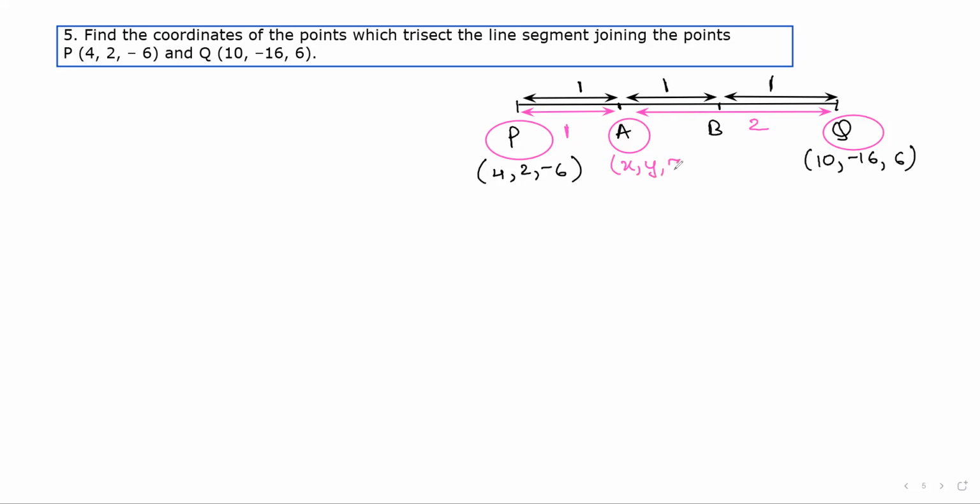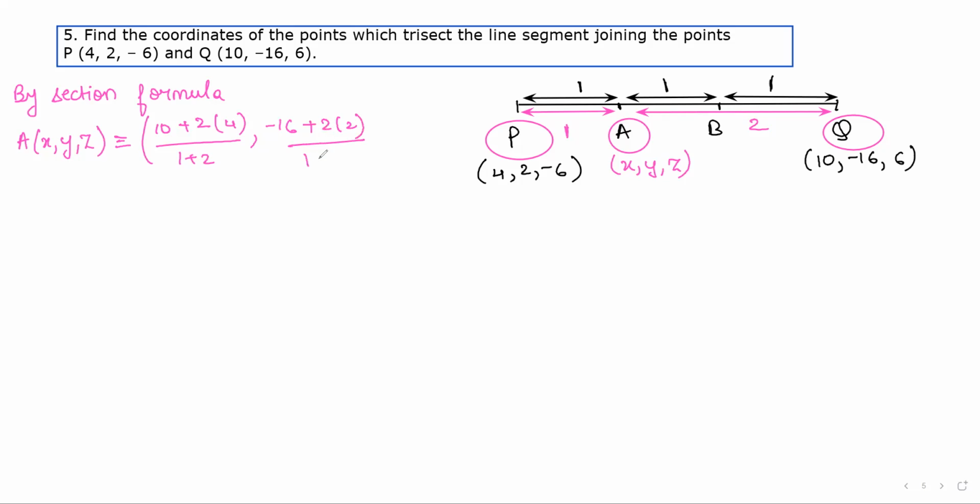Let its coordinates be (x, y, z). So applying the section formula, point A (x, y, z) will be equivalent to (1 into 10 plus 2 into 4) upon (1 plus 2), (1 into minus 16 plus 2 into 2) upon (1 plus 2), and the third coordinate, (1 into 6 plus 2 into minus 6) upon (1 plus 2).